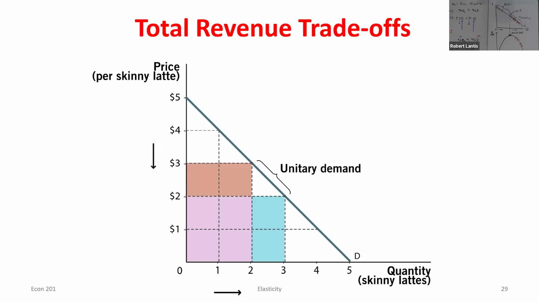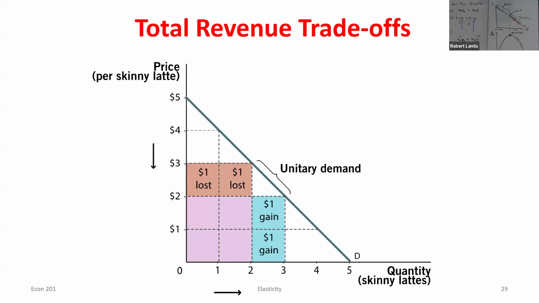I'm now only selling them for 2. So on each one, I lost $1, or a total of $2 lost in total revenue. But when I lower the price to 2, I convince the consumer to buy 1 more unit. How much am I making now by selling that 3rd unit? Well, if I'm selling just on the 3rd unit, I'm charging a price of 2, so I made an additional $2. So I lost 2, I gained 2.